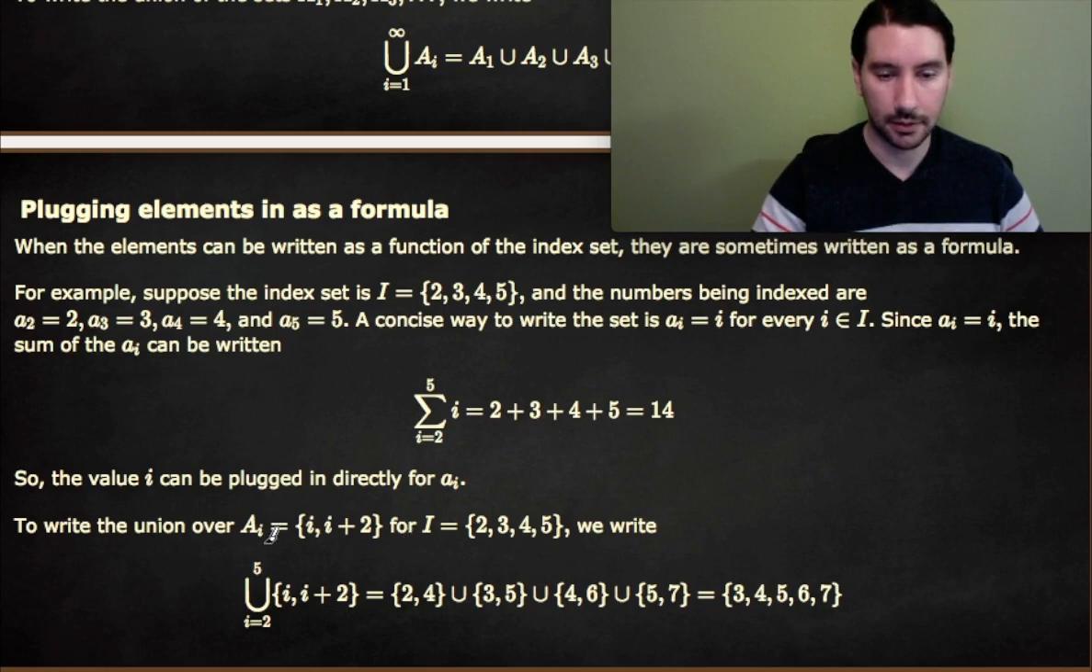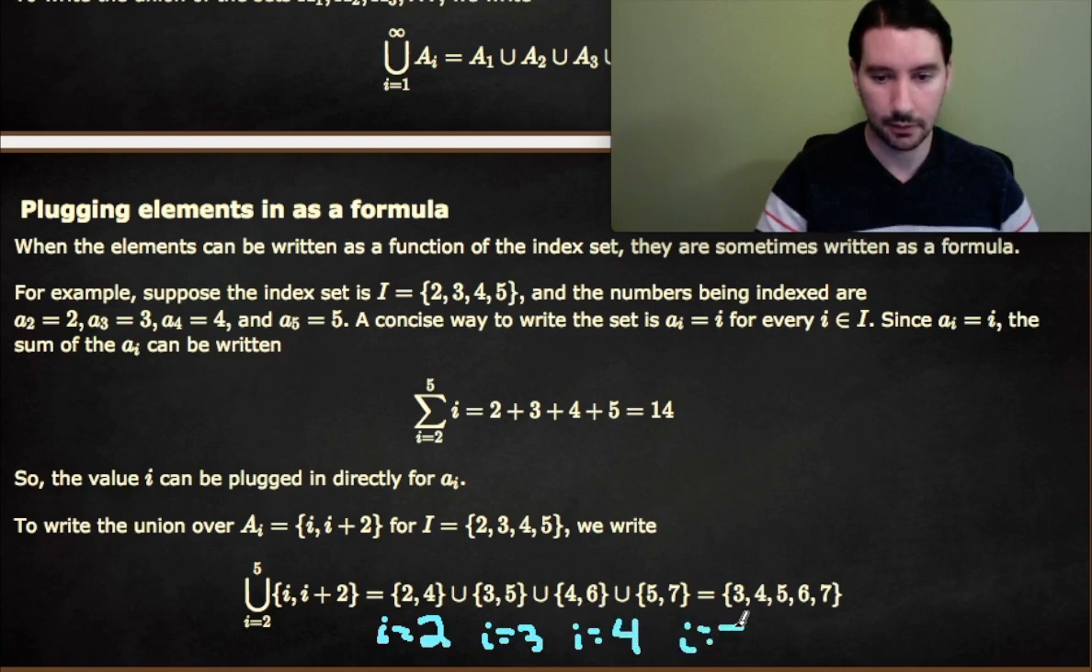And we can do a similar thing for sets. Let's say that A_i is the set {i, i plus 2} for i equals 2, 3, 4, 5. Then if we take the union from i equals 2 to 5 of the A_i, this would be the union of the two elements i and i plus 2. When i equals 2, we get 2 and 4, because it's i and i plus 2. When i equals 3, we get 3 and 5. When i equals 4, we get 4 and 6. And when i equals 5, we get 5 and 7. And the operation is union.